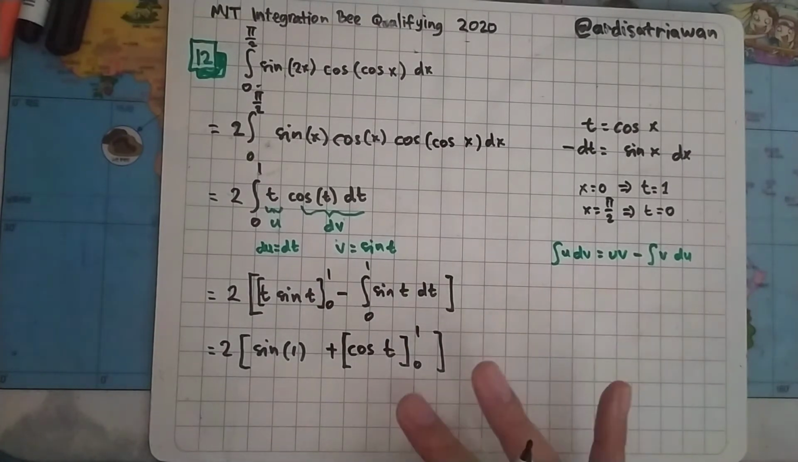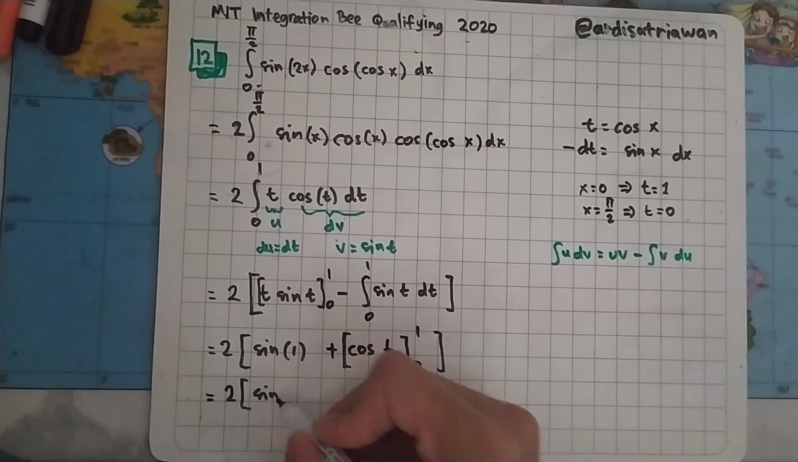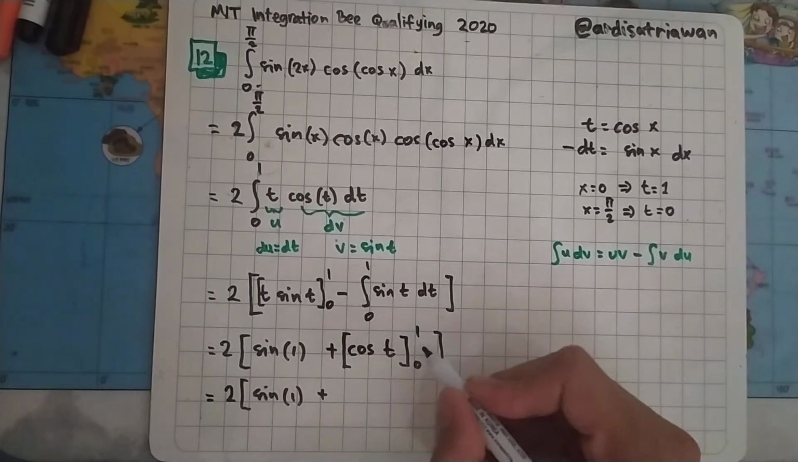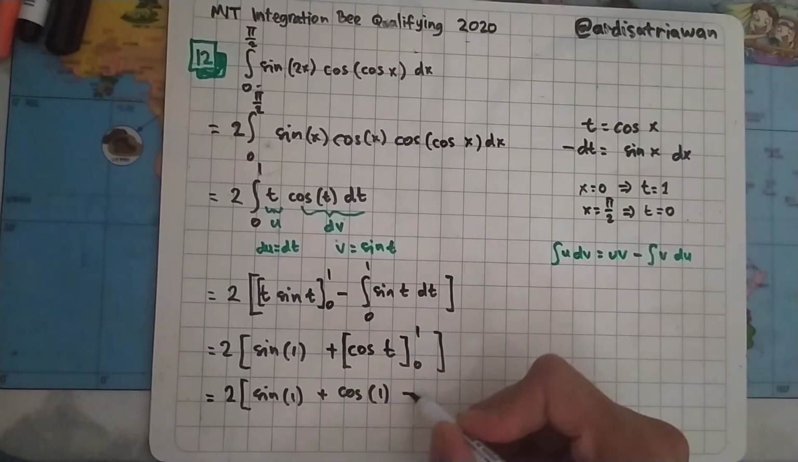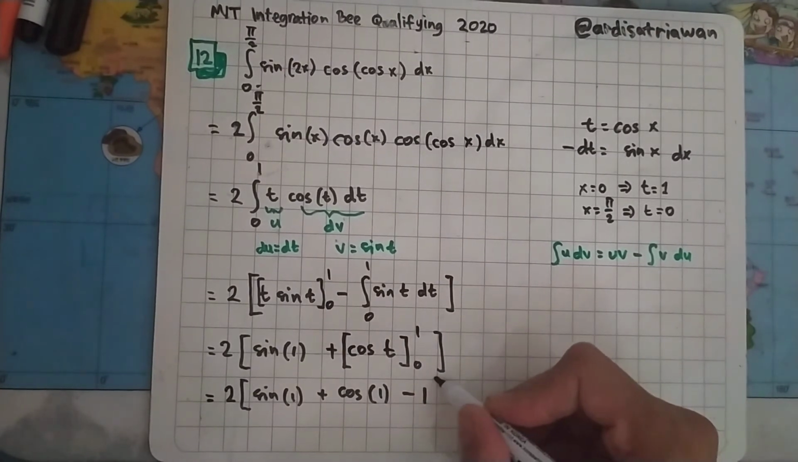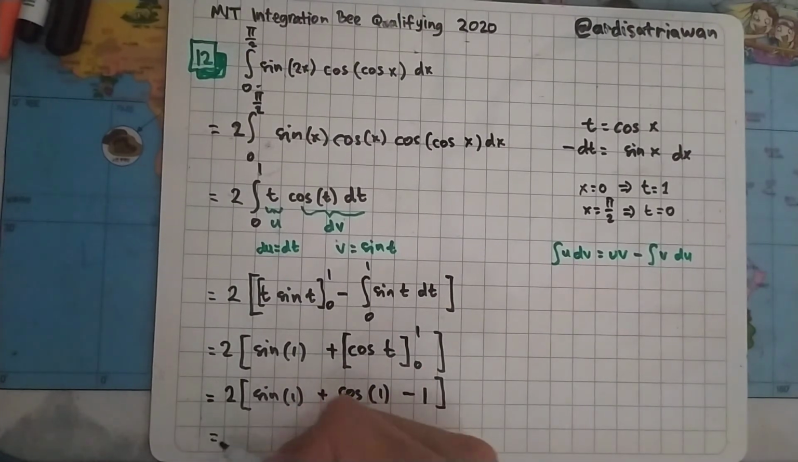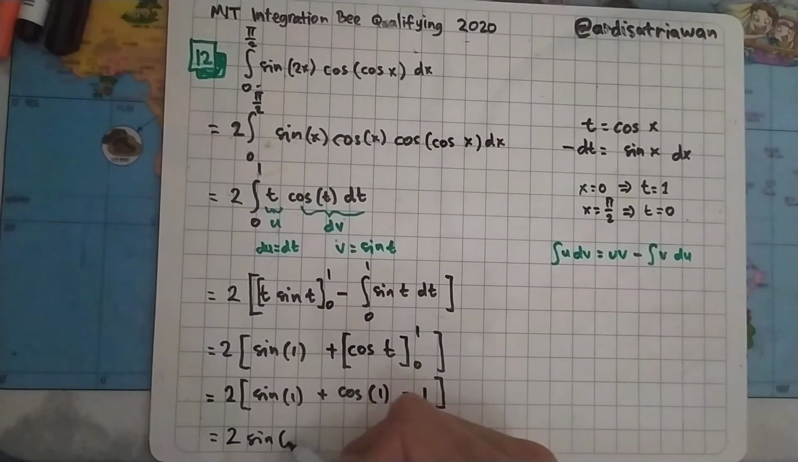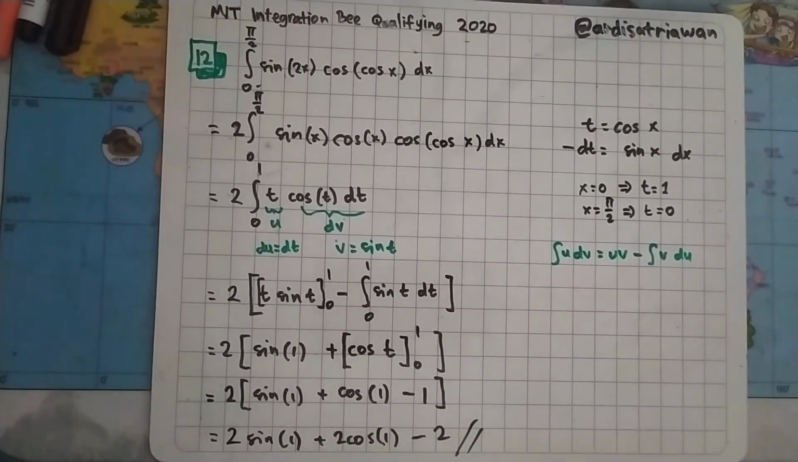Let's plug this in. So I will have 2 times the quantity of sine 1 plus cosine of 1 minus cosine of 0, which is 1, and basically we are done. But I want to multiply these out, so 2 sine 1 plus 2 cos 1 minus 2, and here is our final answer. Hopefully I did not make any mistakes in the calculation, and thank you for watching.